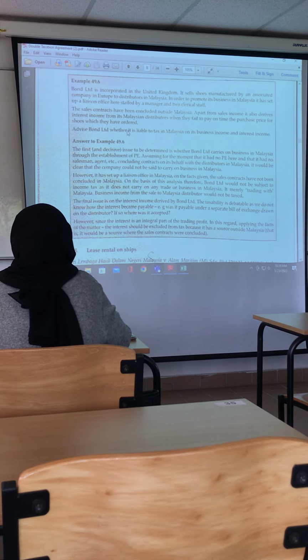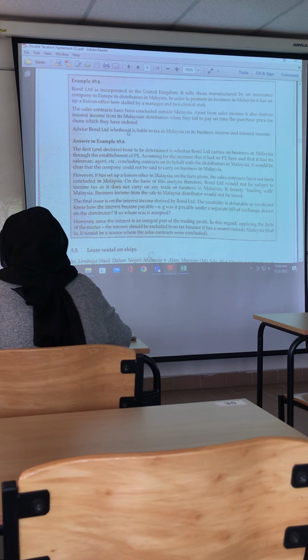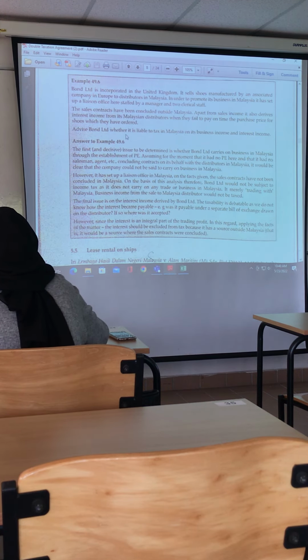So in other words, in this case, it looks long, but the basis is: do you carry on business in Malaysia? In this case, the sales is not outside Malaysia and the interest is, so no additional information provided. So we cannot simply say that you have to pay tax on the interest. So in this case, it's regarded as no tax.